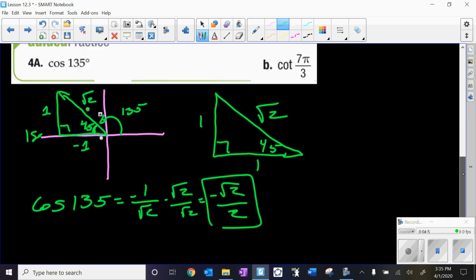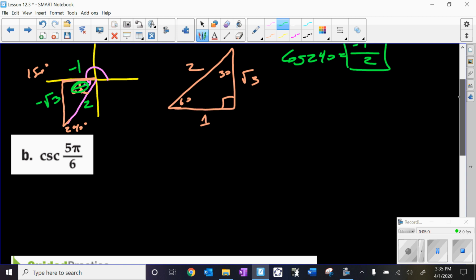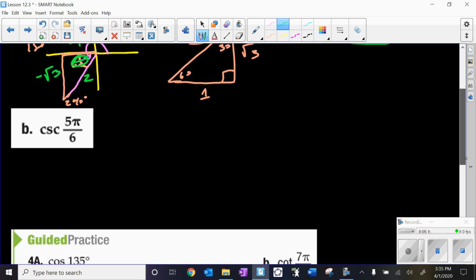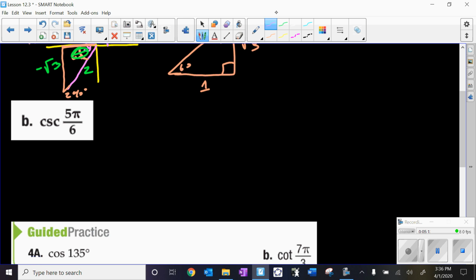Let's do one that deals with radians. Let's do cosecant of 5 pi over 6. Since we're dealing with reference angles, I would recommend just changing 5 pi over 6 to degrees. So again, to change 5 pi over 6 to degrees, we're going to multiply top and bottom by 180 over pi. We did that in the previous section. We're going to take 5/6 times 180.